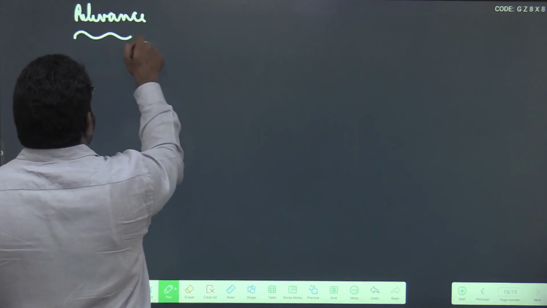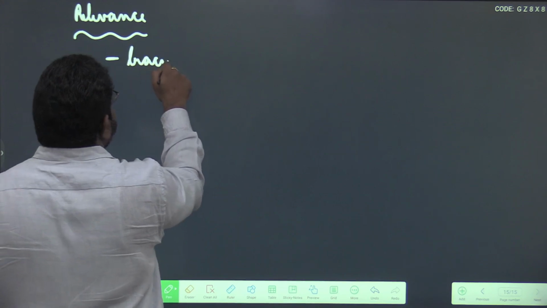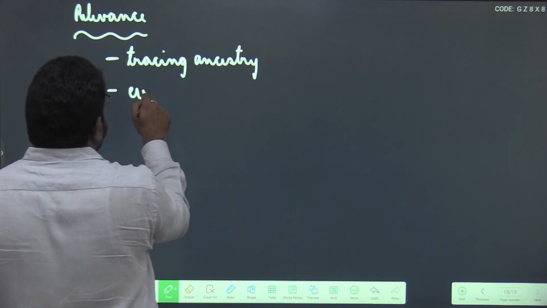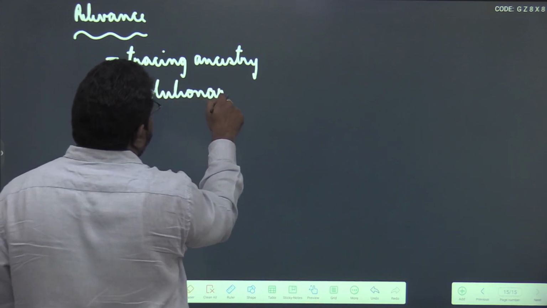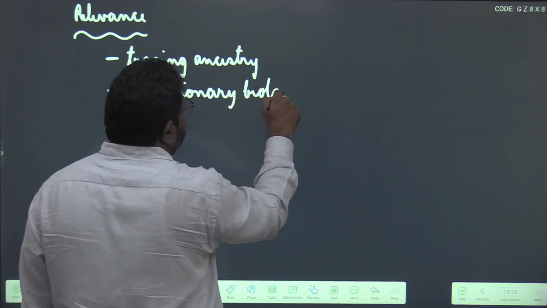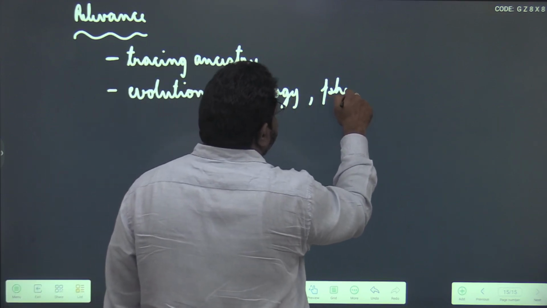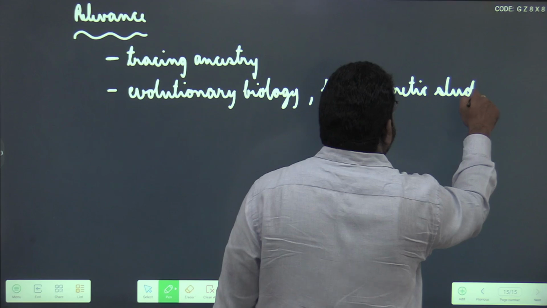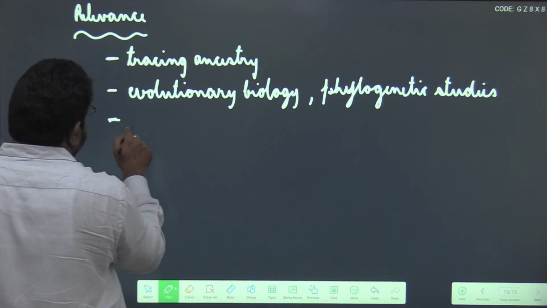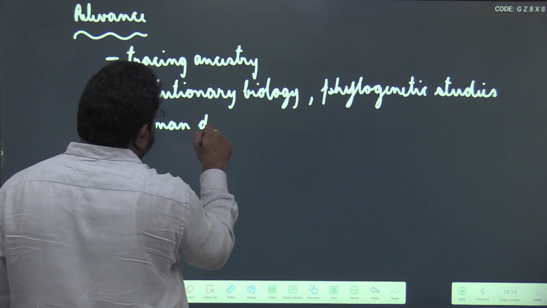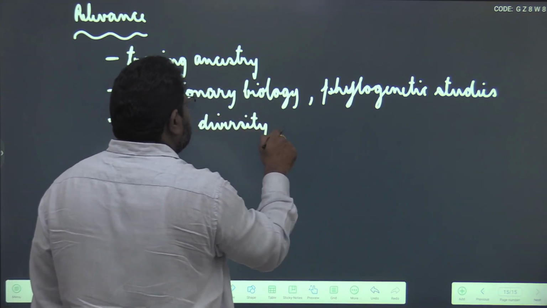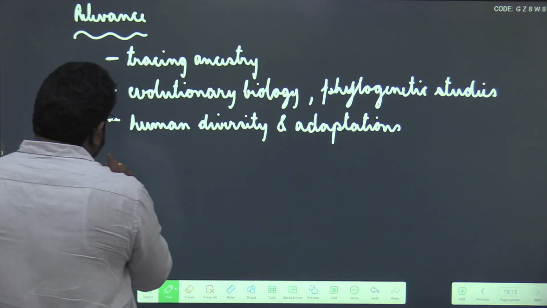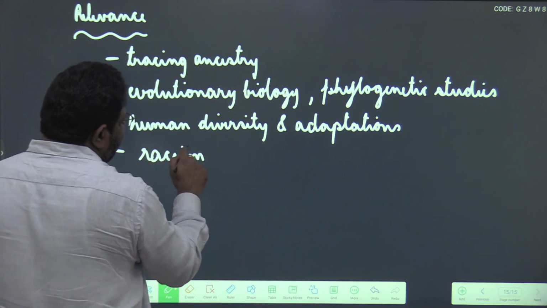So definitely it helps in understanding or tracing ancestry, or in evolutionary biology or phylogenetic studies. These are one and the same. It also enables us to study human diversity and adaptations. It also helps to deal with certain social issues like racism and health related challenges.